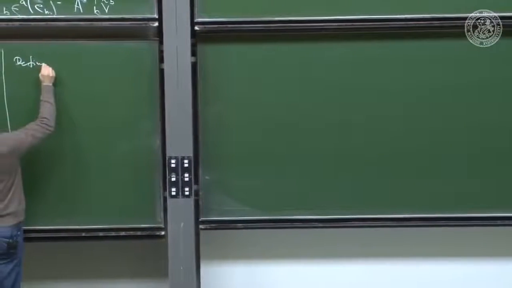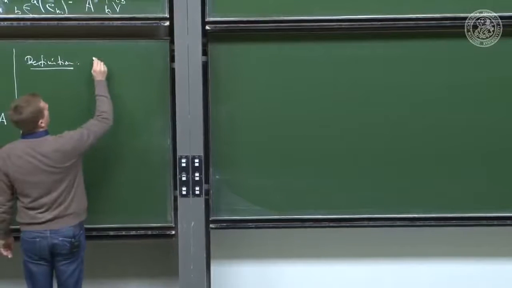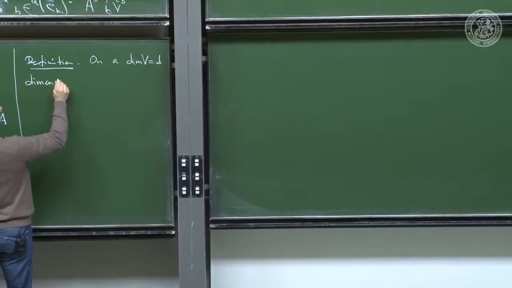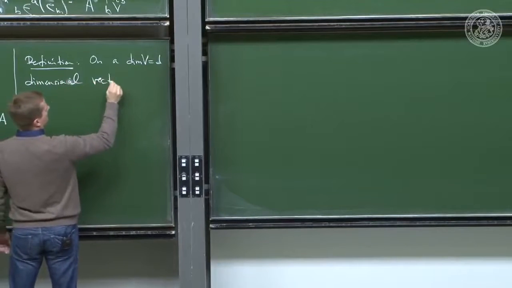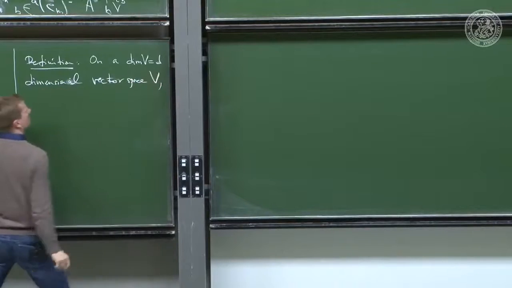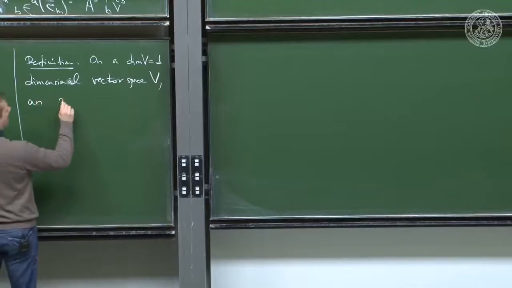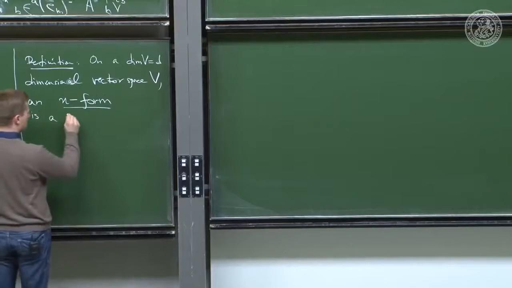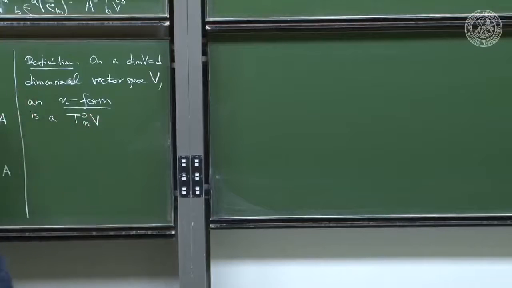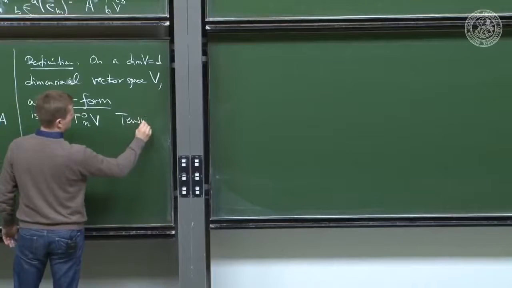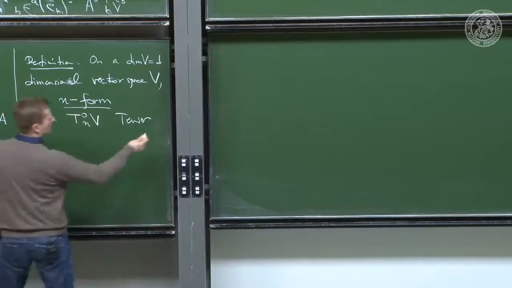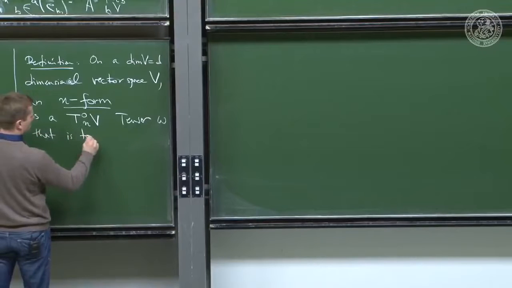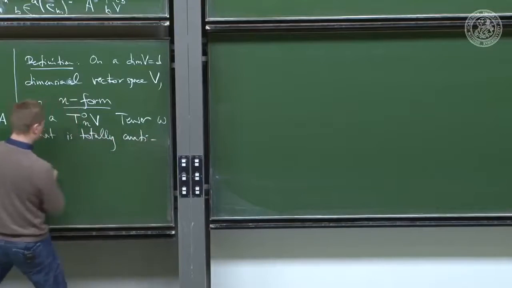So first we need a definition, and the definition is the following. On a dim V equals D dimensional, so finite dimensional vector space V, an n-form is a 0-n tensor over V, let's call it omega, that is totally antisymmetric.